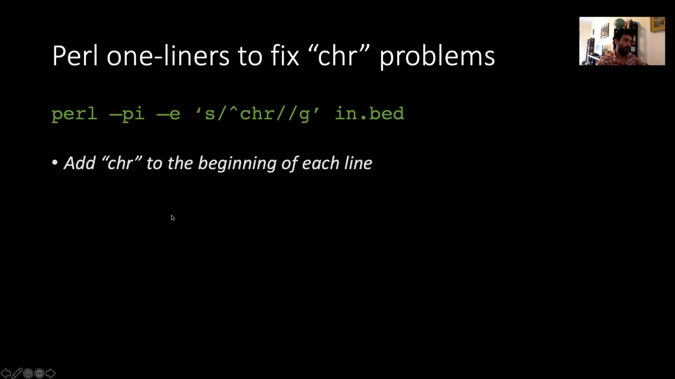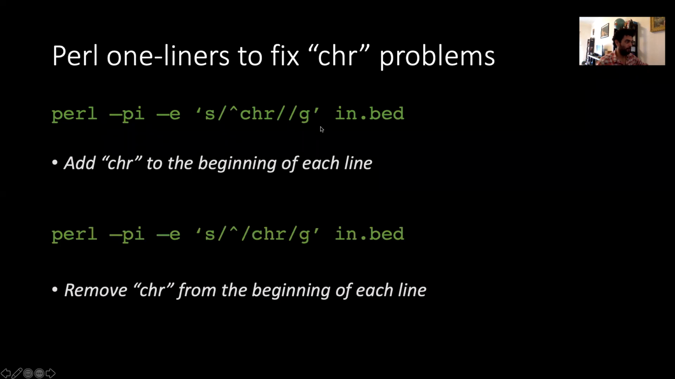I typically use Perl one-liners because I'm more familiar with them. I know you can do this in sed, but I don't know sed, so this is how I do it. If you wanted to add chr to the beginning of each line, you can run this command in the command line, but what we're going to do is remove it, so you basically just flip it. If you're not familiar with regular expressions, this caret just means the beginning of the line.